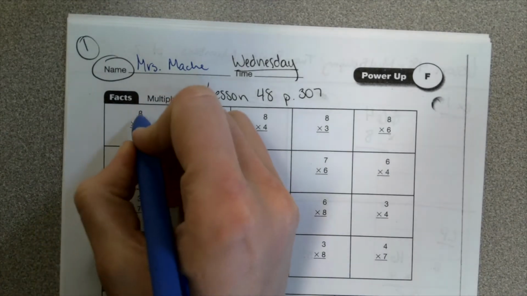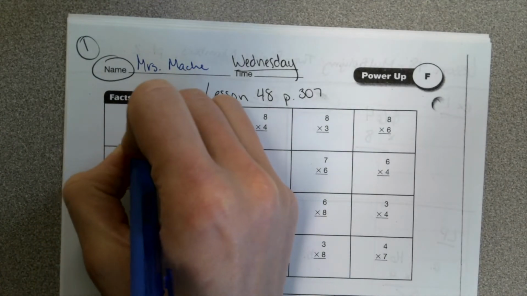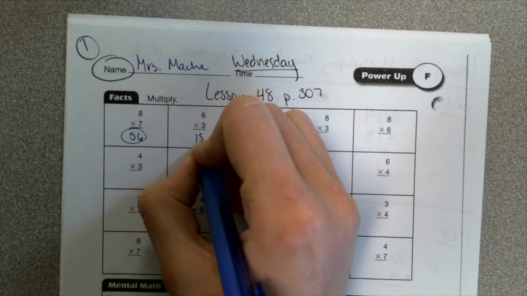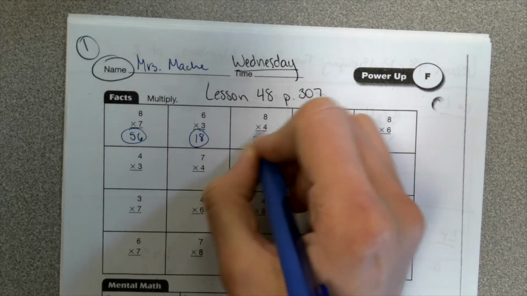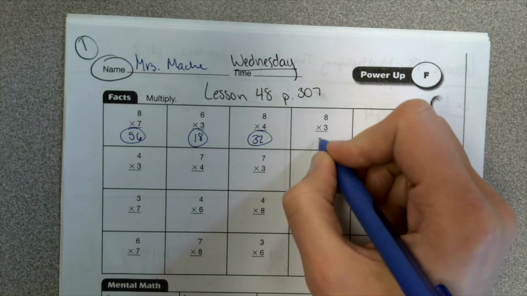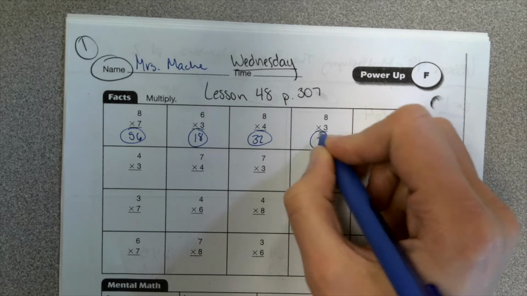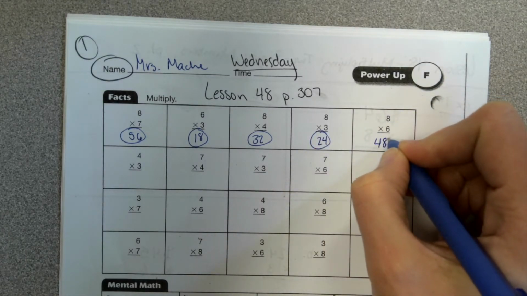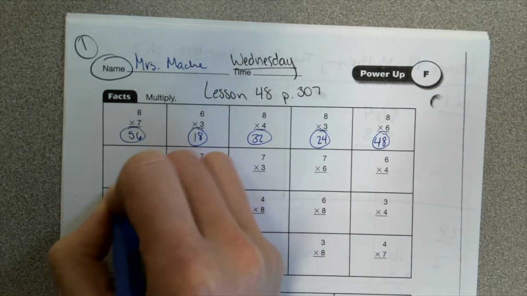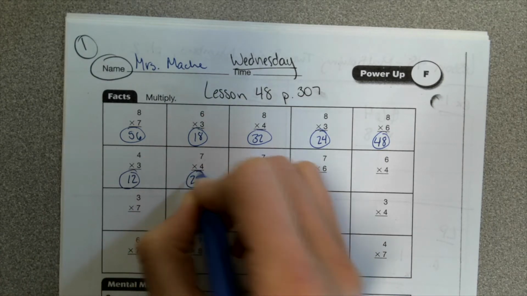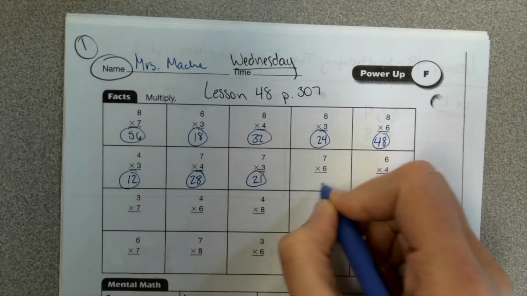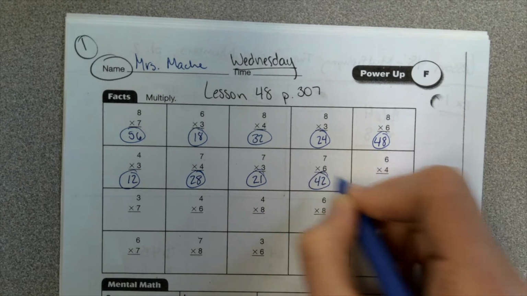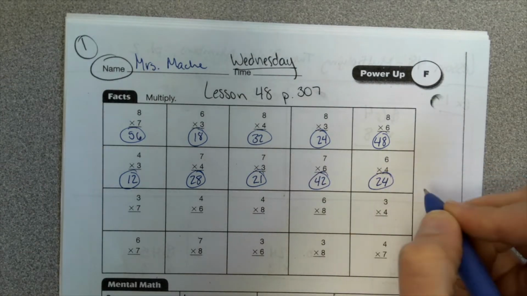All right, let's go. 8 times 7 is 56. 6 times 3 is 18. 8 times 4 is 32. 8 times 3 is 24. 8 times 6 is 48. 4 times 3 is 12. 7 times 4 is 28. 7 times 3 is 21. 7 times 6 is 42. 6 times 4 is 24.